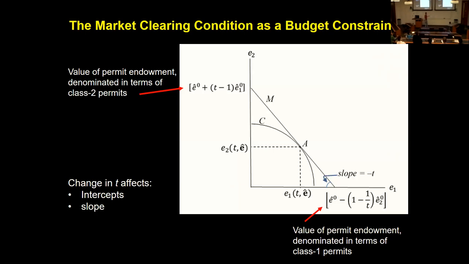The equilibrium occurs where this is an iso cost curve and is tangent to this budget constraint, and we get our equilibrium values of E1 and E2. Notice a change in T here is going to affect two things. It changes the intercepts, both intercepts depend on T, and it changes the slope. The slope of this budget line is negative T. So the absolute value of the slope of this thing is always going to be the trading ratio.